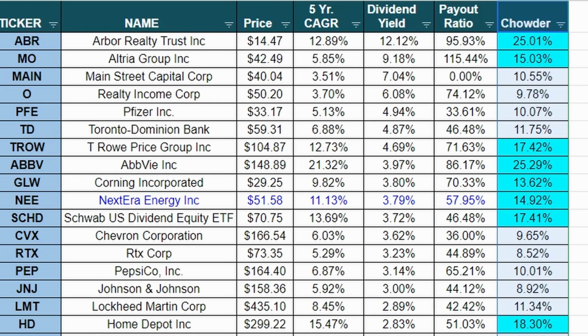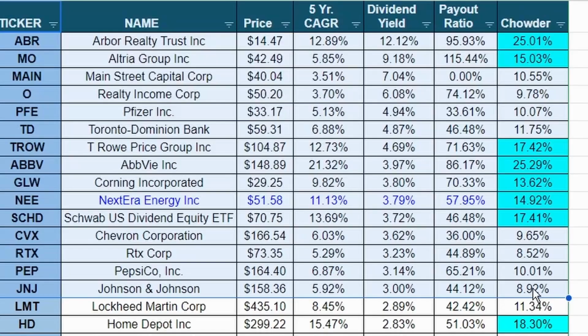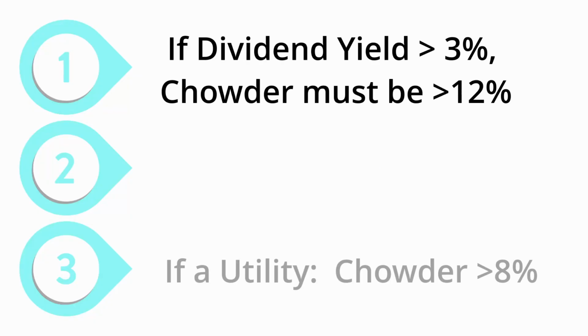Now, if we apply the rules, we can see how things will stack up. And if we start with rule number 1, we're looking for companies that have a dividend yield greater than 3%. And within my portfolio, that consists of 15 holdings, but only 7 have Chowder scores greater than 12%. Also of note is Next Era Energy actually falls under rule number 3 because it is a utility stock. But it does meet the Chowder rule because its Chowder score is 14.92.